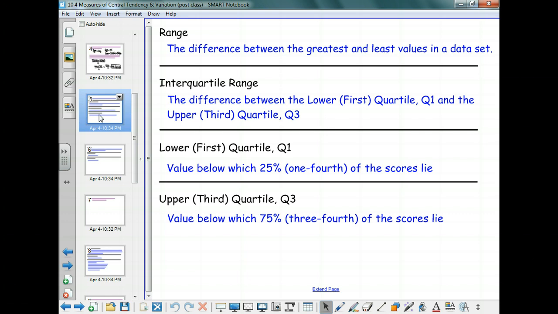This is an easy calculation. All it does is it tells you how spread apart the data is. Okay? So if you wanted to know heights of people in your family, you take the tallest person's height and the shortest person's height and you subtract. That's all range is, just a subtraction. Okay?